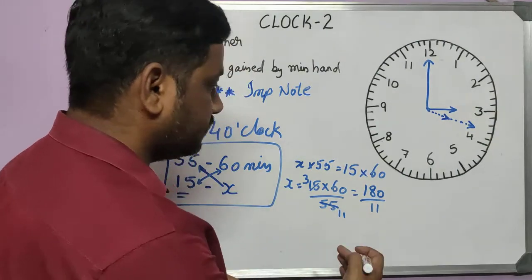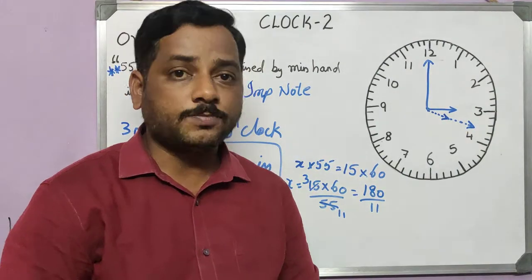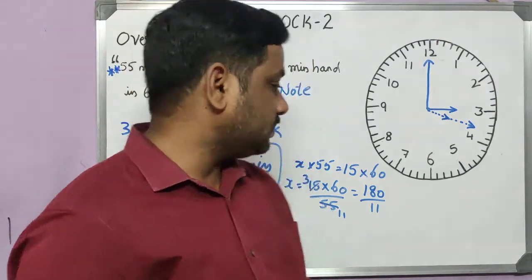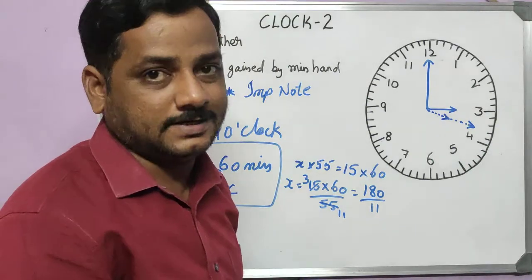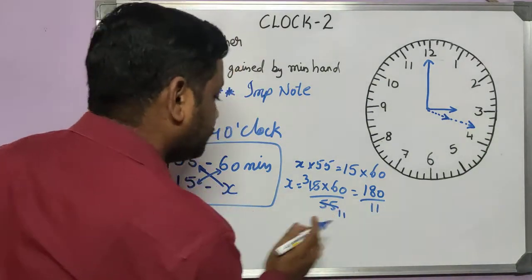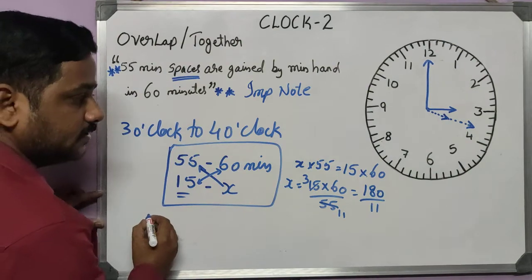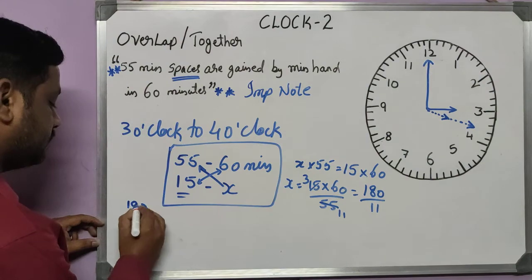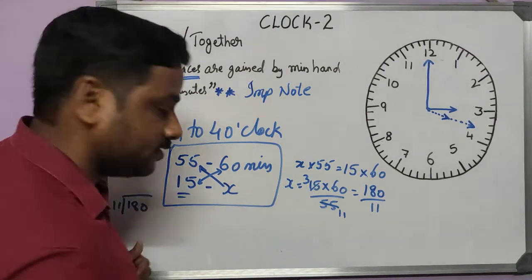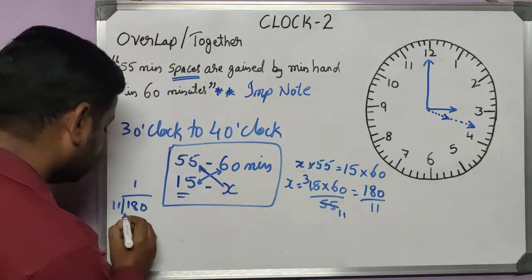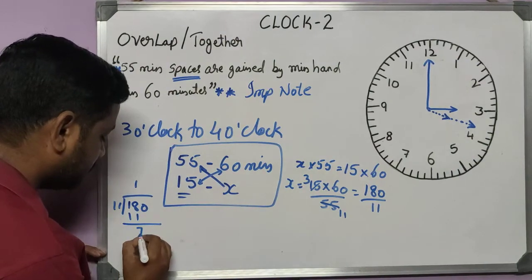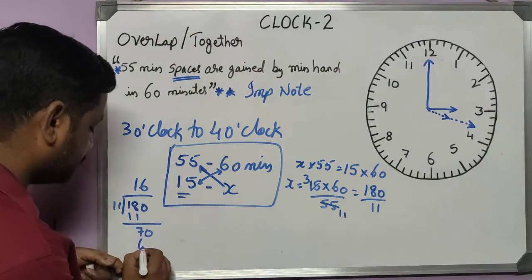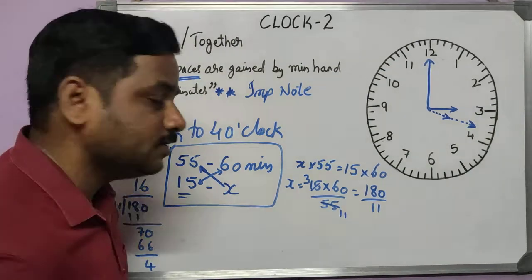Now if the answers in the options are given as fraction values, you just write it like this. If not, generally they give it in terms of minutes and seconds. So 180 by 11, you divide it and we get the answer. Let me do it here. 180 by 11. 11 ones are 11. 8 minus 1, 7, and 0 is remaining here. 11 6s are 66. Remaining is 4.